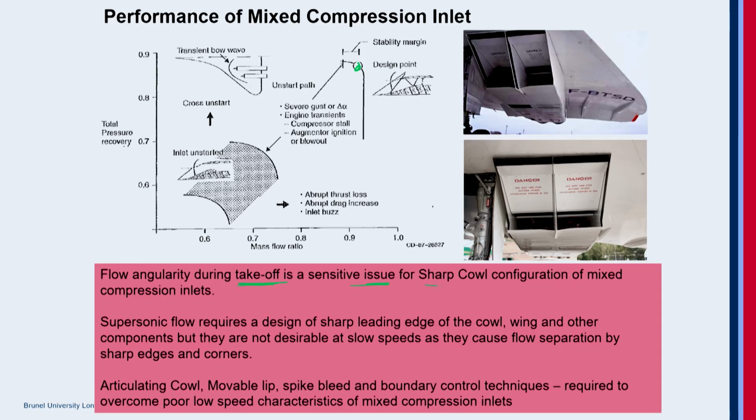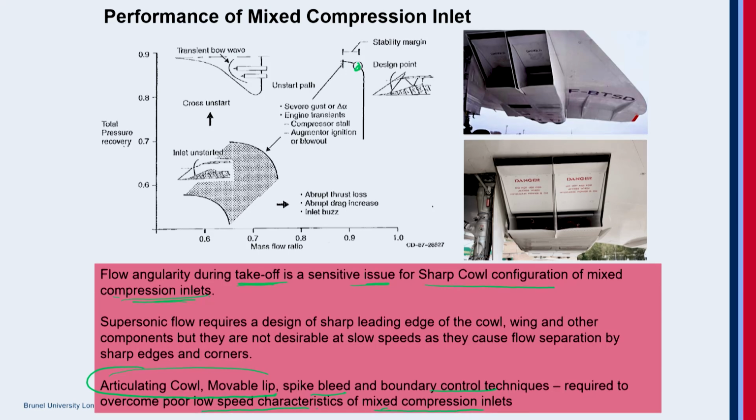The flow angularity during takeoff is a sensitive issue for sharp cowl lip configuration of mixed compression inlets. That is done by cowl lip articulation, which is the articulating cowl, a movable lip, not just a fixed solid wedge there. The wedge is fixed, but there are mechanisms to control it. Spike bleed and boundary layer control techniques overcome the poor low speed characteristics of mixed compression inlets. So basically it's fully controllable, with several mechanisms to have better aerodynamic control of the flow into the inlet.